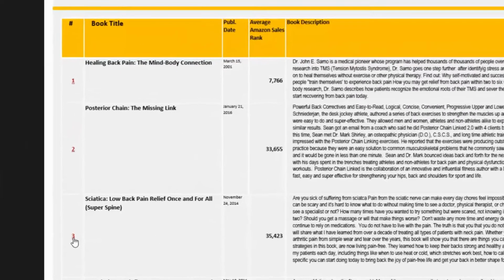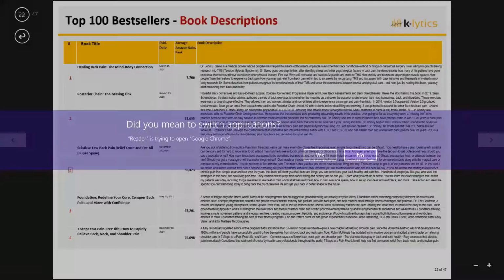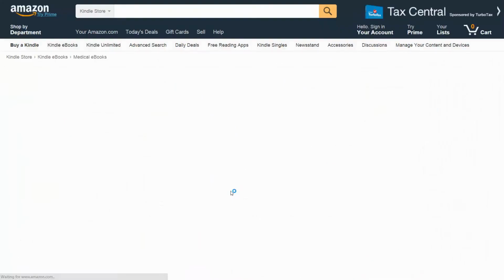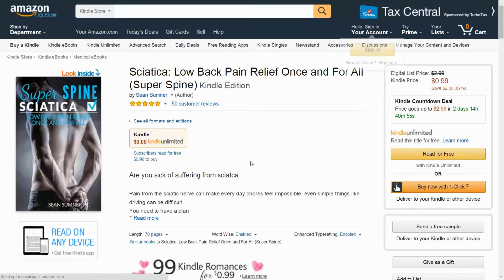And for your convenience, in our research projects, it's also linked with the Amazon store. So if you click on any of these and switch applications over to the Amazon store, it takes you directly to the book. And here we have one of the top sellers in the market by Sean Sumner from the Self-Publishing School.